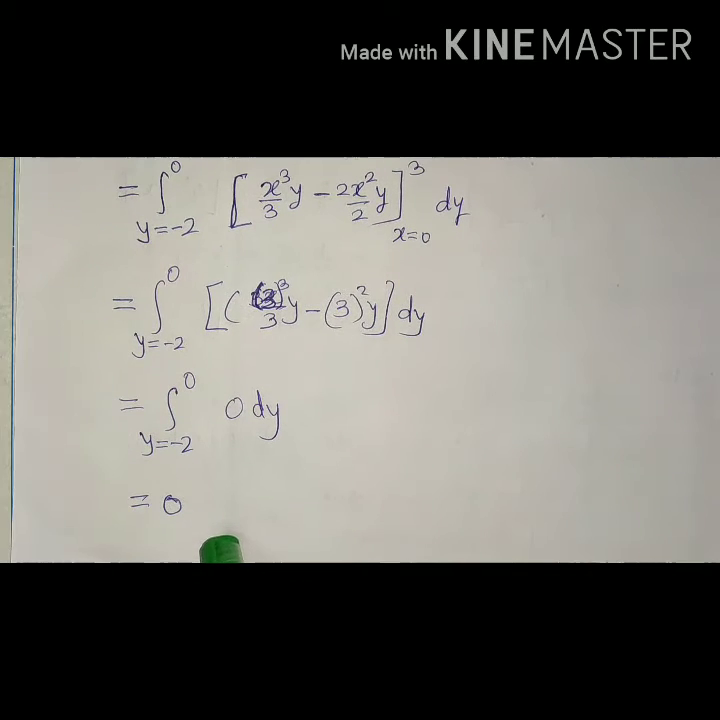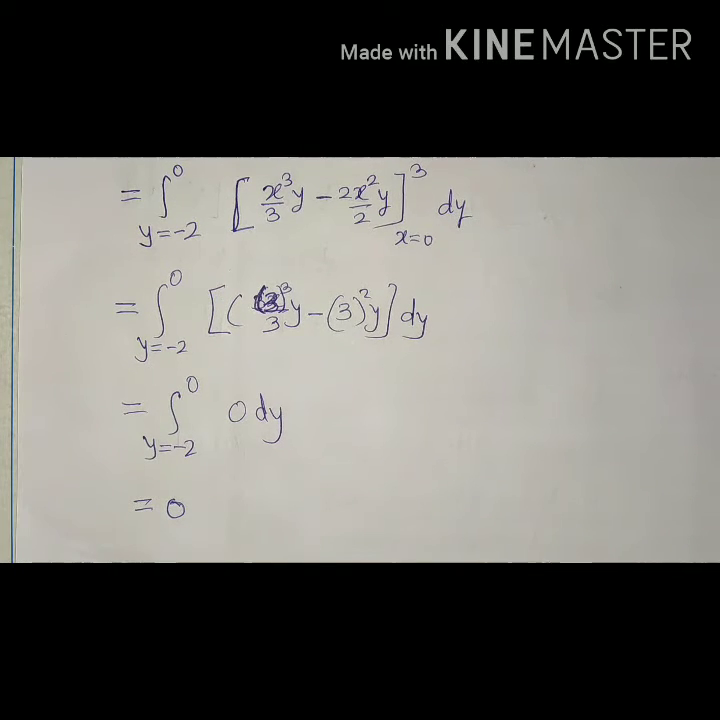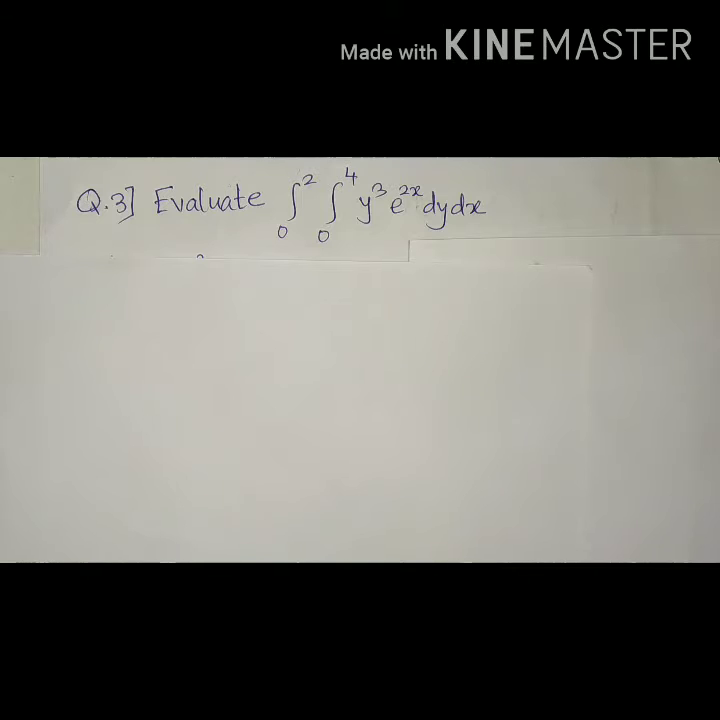So in both ways, direct integration and reversing the order of integration, we are getting the same answer as 0. Now question number 3. Evaluate the integral from 0 to 2, integral from 0 to 4, y cube e raised to 2x dy dx. So here also let us see what happens, because the limits are constant. If we reverse the order of integration, do we get the same answer? So let us check it.